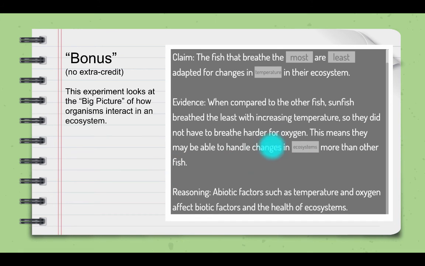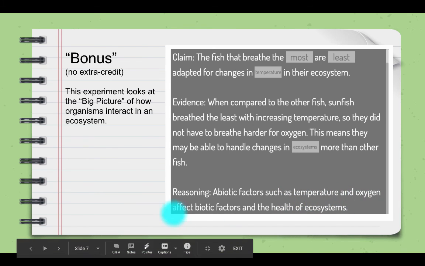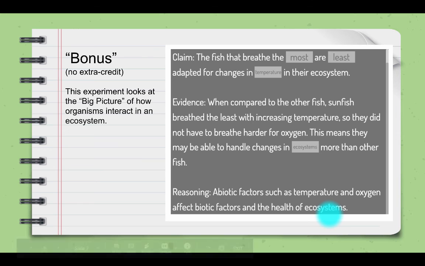So in this example, the sunfish might be more able to deal with changes than the goldfish or the catfish. The reasoning for all of this is that abiotic factors such as temperature and oxygen affect biotic factors and the health of the ecosystems. It is all connected. That was the big picture of this lesson.